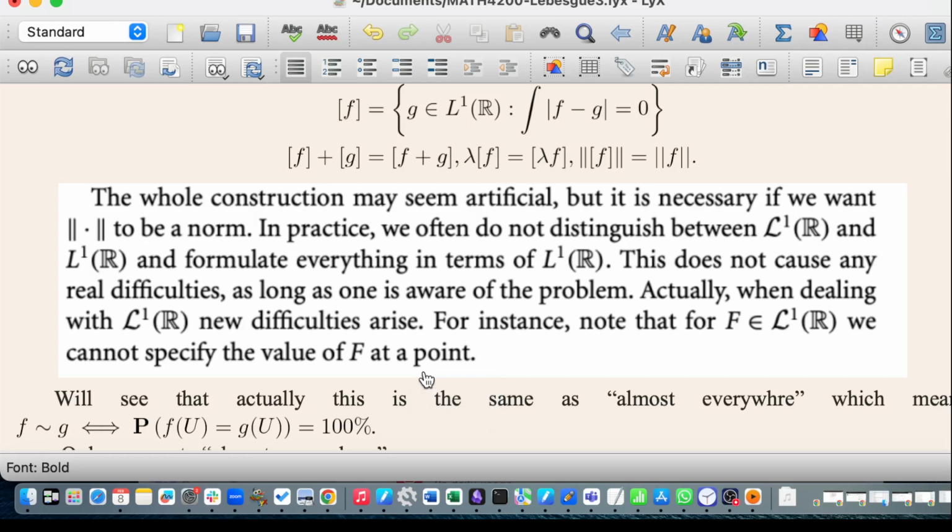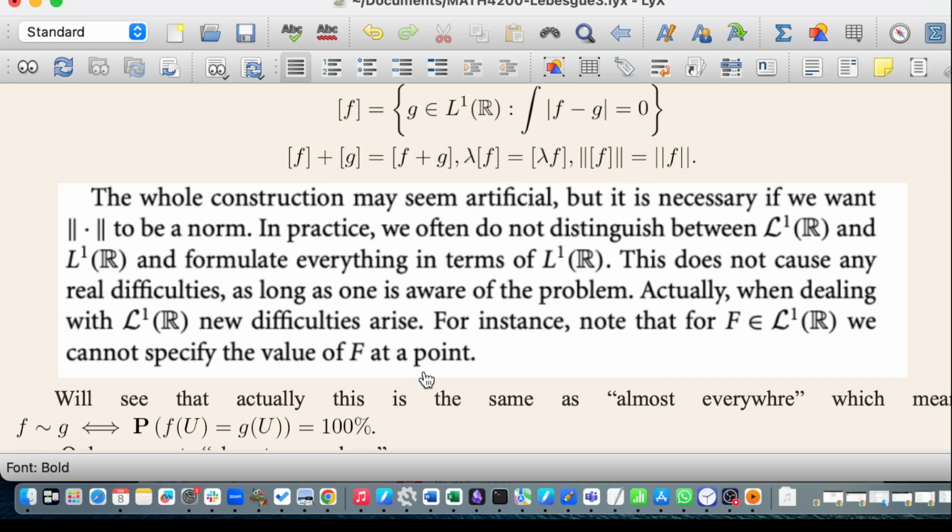What this is saying is, I just showed you how this stuff works. In practice, we're always going to work in capital L1. We're not going to worry about script L1. We know it's there, and we just keep in the back of our mind that when something has norm 0, it's not actually literally 0. It's just a null function. That's really the biggest thing.